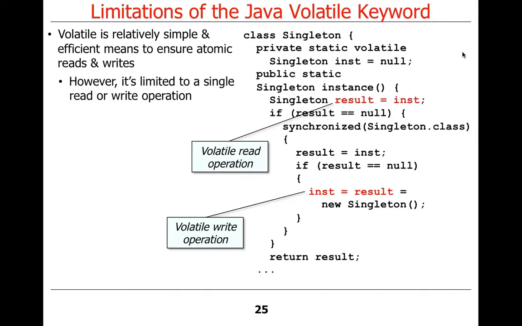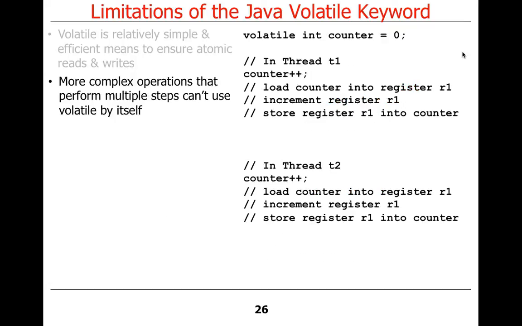However, using volatile, it works fine for this, but it only works for reads and writes. So you can see here we're reading a volatile variable, and we're writing to a volatile variable. Those are atomic operations. But things that span multiple steps are not candidates for being synchronized with volatile.